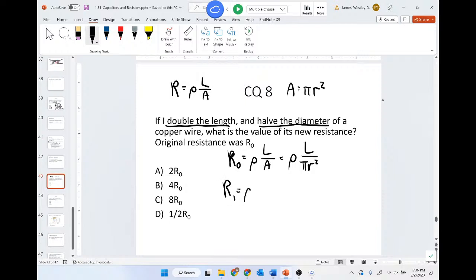All right, so we have our rho. What happens to my length? My length doubles. So I need to put a 2 in front of that length. It doubled. It's twice as big. Bam, 2 in front of that. Done. Okay? Pi, you can't change pi.